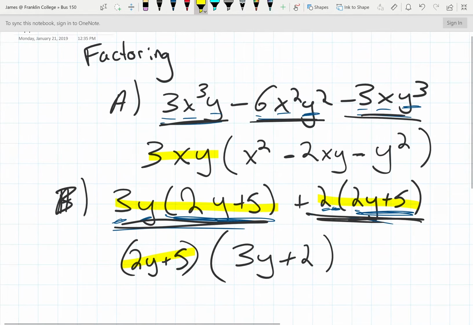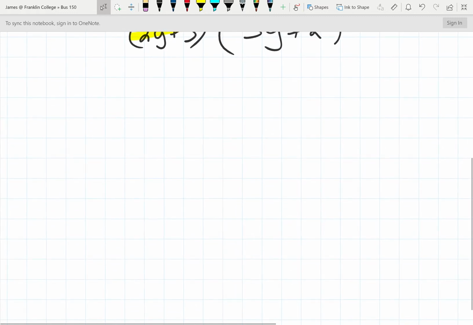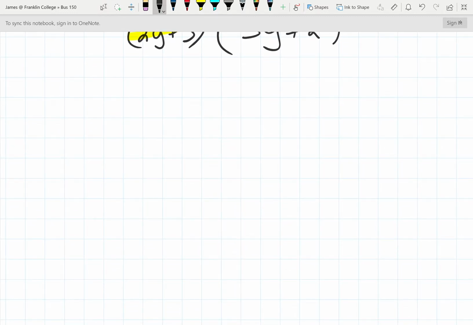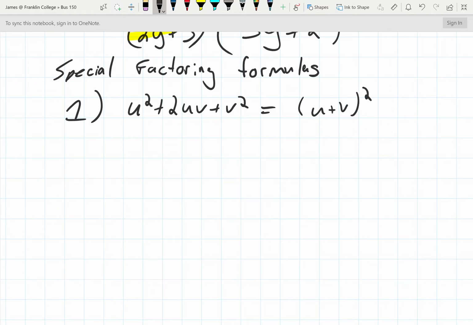All right, so let's work with some special factoring formulas that are going to be useful for us in the future. Special factoring formula number 1: u squared plus 2uv plus v squared. Well, that's simply just going to be (u plus v) squared.